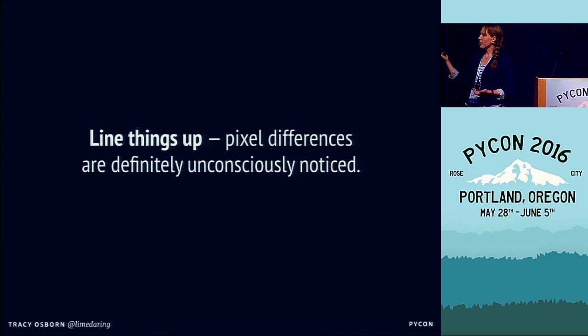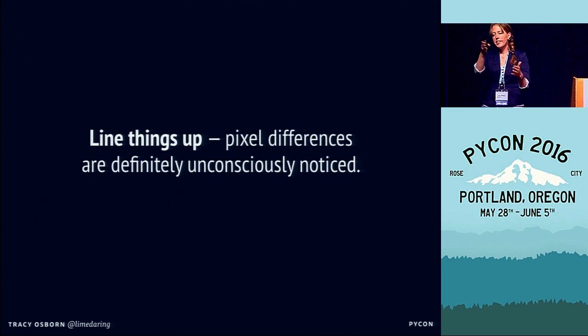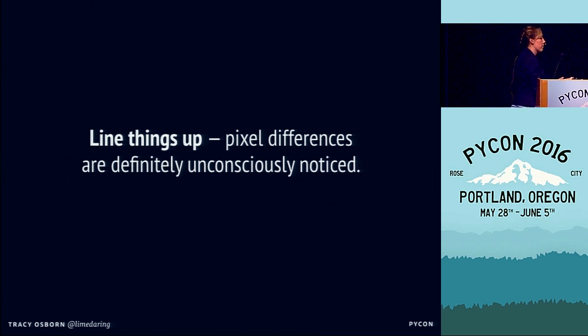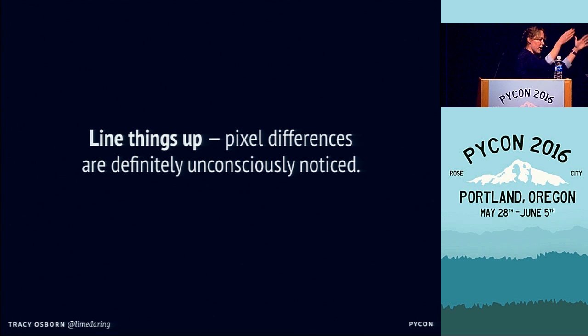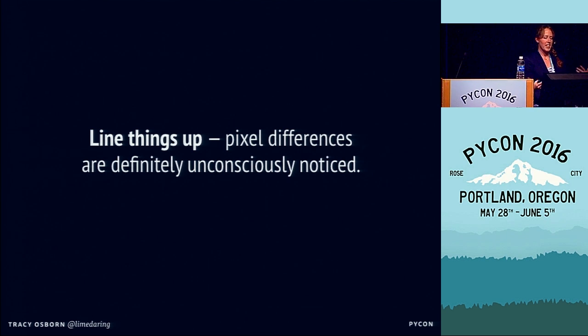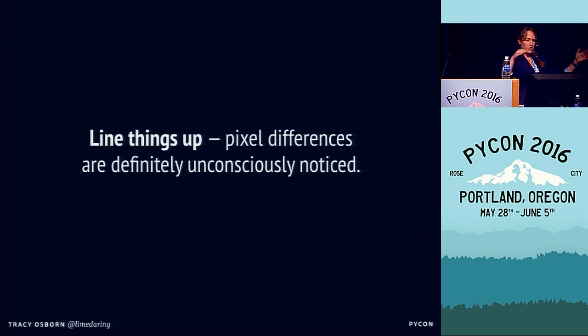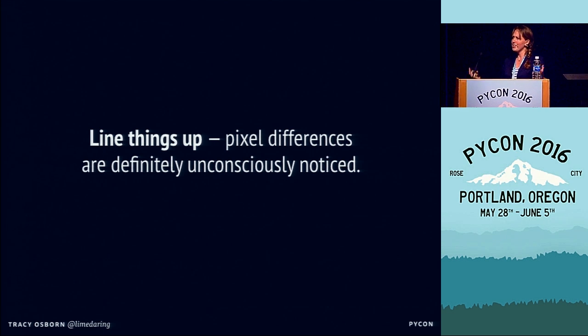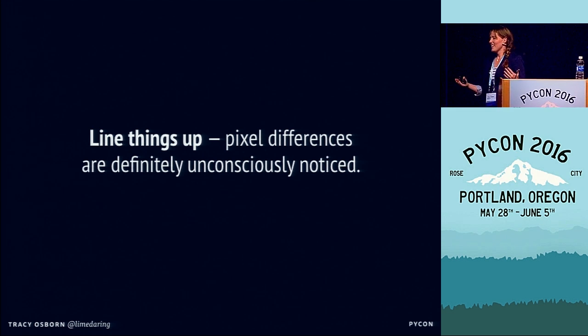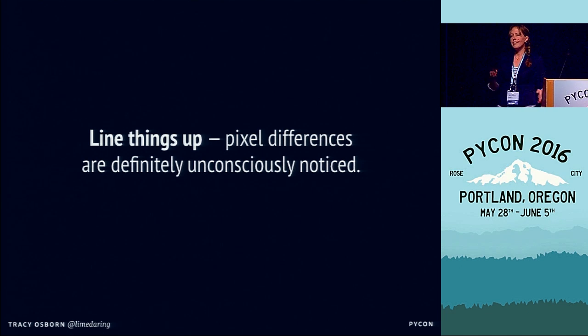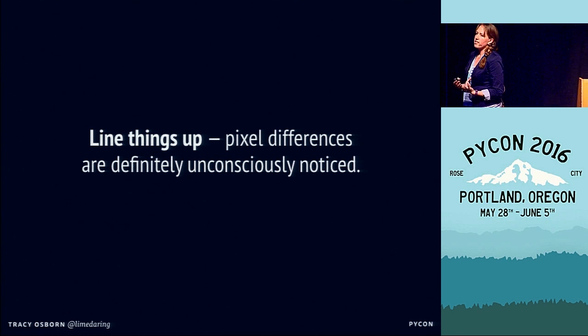And pixel differences are definitely noticed. There's always that story about the designer and developer that work together. The designer gives the developer the perfect mock-up, and the developer implements it, and the designer's like, everything is up and down and a little bit off, and the developer's like, oh, it doesn't matter. It's only 2 pixels. But if something is just 2 pixels off from a grid, it's one of those things that's unconsciously noticed, and it adds to the sense of clutter in a design.